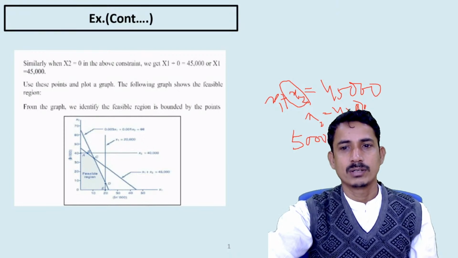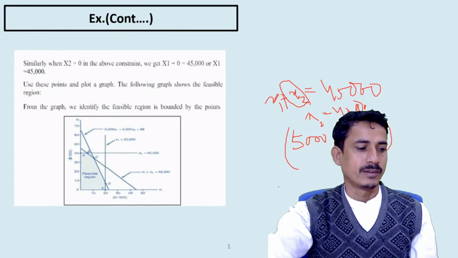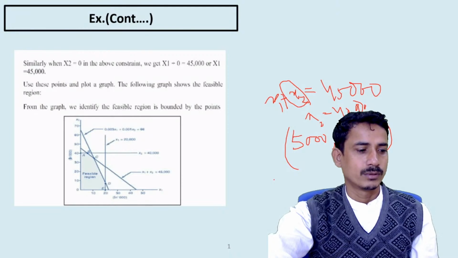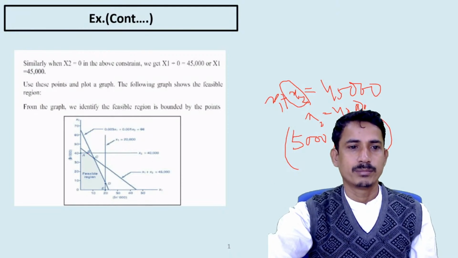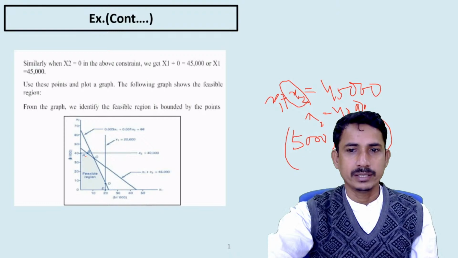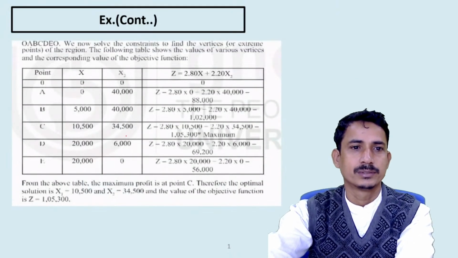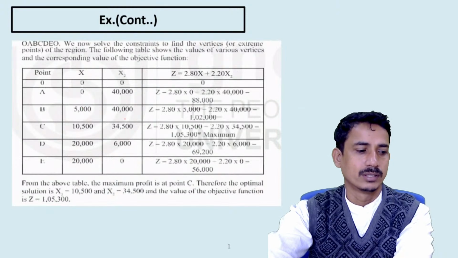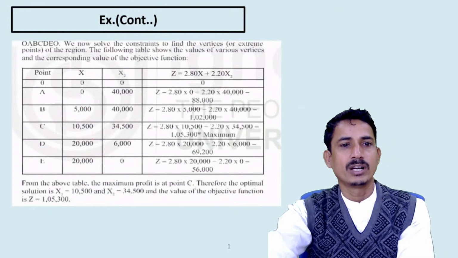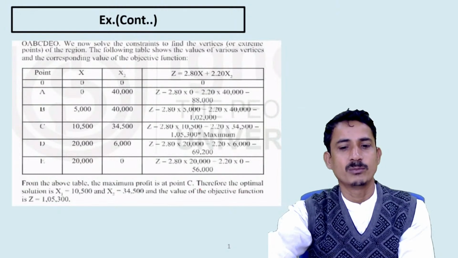x2 is 40,000. These are point values. I mean the point value of point B is 5,000, 40,000. You can check. Similarly, the point value of C, the point value of D, the same way you have to find out.